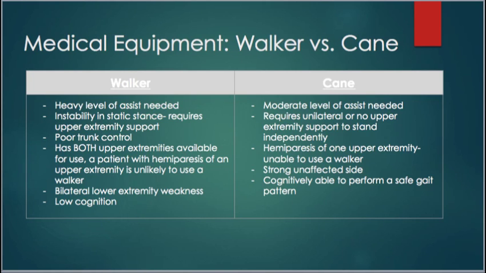Put another way, you want the patient to do more work than the device. If you feel that you can safely train your patient to use a cane, you want to opt towards using a cane versus a walker, because the more the patient walks on their own, the better of an outcome they're going to have.